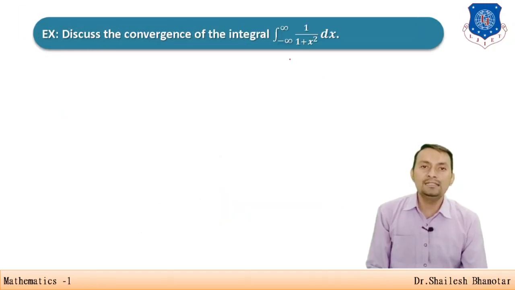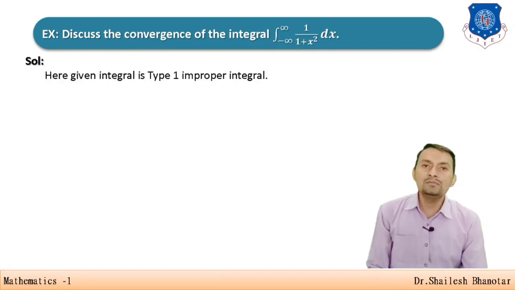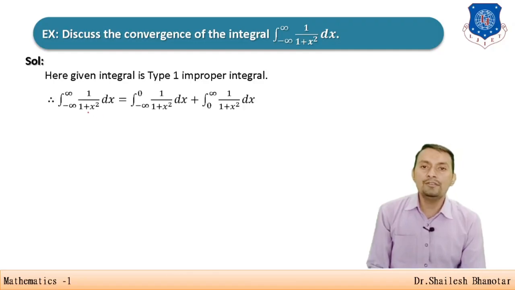Discuss the convergence of the integral from minus infinity to plus infinity of 1 divided by 1 plus x square dx. In that case, you have to assume any constant between minus infinity and plus infinity. So first, the integration from minus infinity to 0 of 1 divided by 1 plus x square dx plus the integration from 0 to infinity of 1 divided by 1 plus x square dx. Here also you can assume any constant, say 1, 2, whatever you like, but for simplicity I am just assuming minus infinity to 0 and then 0 to infinity. So this is case number 1.